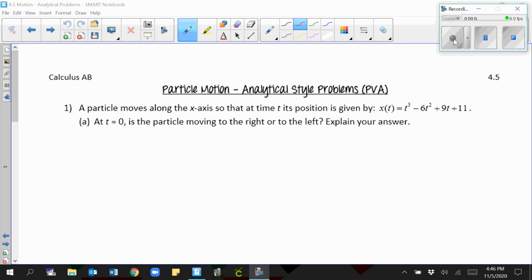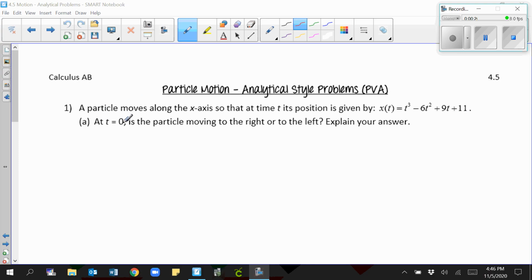Hey guys, today we're looking at section 4.5, which is going to go over some analytical problems for particle motion. So let's go ahead and get started. A particle moves along the x-axis so that at time t, its position is given by this equation right here.